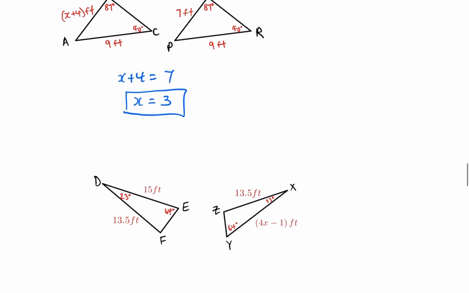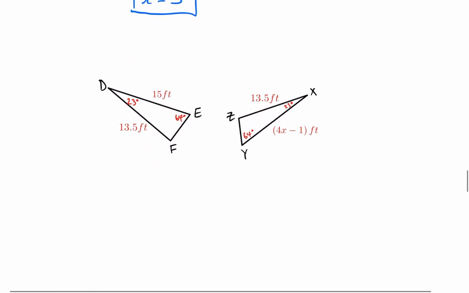Okay, and let's take a look at this next example. We have a triangle DEF and triangle XYZ. Sorry. You'll notice that this has an angle of 23, and this also has an angle of 23. And we have a side that is 13.5 feet, and then this side that's 13.5 feet, and then this angle that's 64 degrees, and this angle that's 64 degrees.